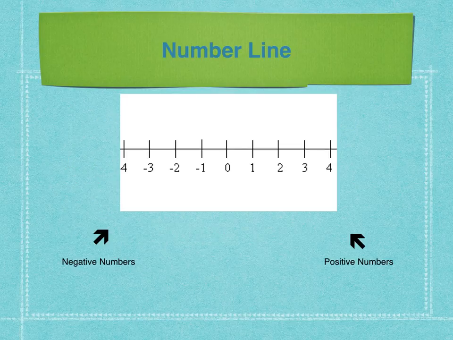We located integers on the number line. With 0 being in the center, we noticed that to the right side are all positive numbers. To the left side are all negative numbers.